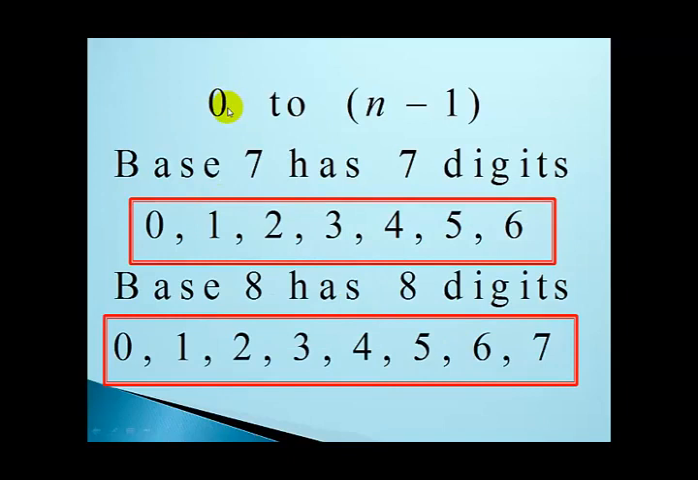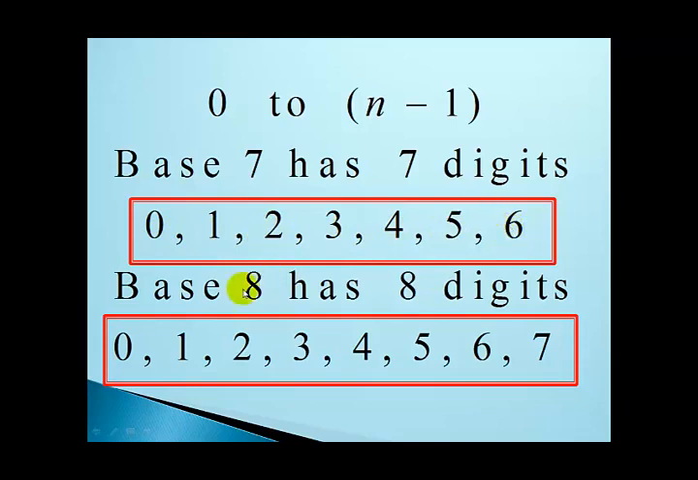Now, we said base n has n digits, starting from 0 to n minus 1. So base 7 has 7 digits. That means n is equal to 7, and so n minus 1 will be 7 minus 1, that is 6. So base 7 has 7 digits, starting from 0 up to 6. So we have 0, 1, 2, 3, 4, 5, 6. And now when you count, you have 1, 2, 3, 4, 5, 6, 7. So you have 7 digits.